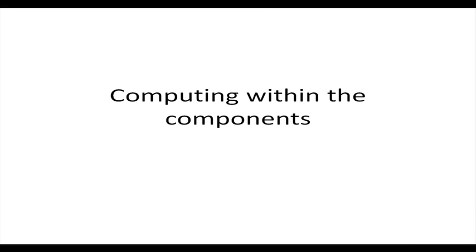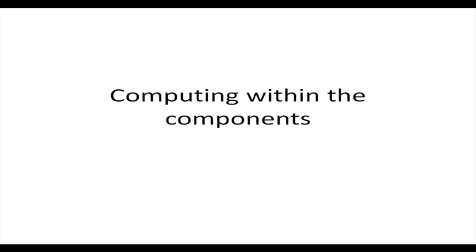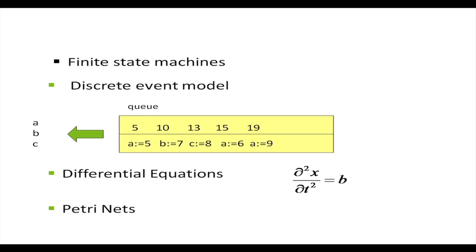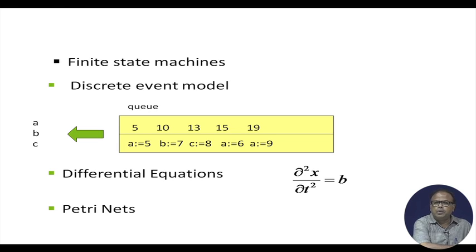Now, coming to computing with the components. We have shown the components and some of the communication among them. The first is the finite state machine. All of you know what a finite state machine is. I will come back to finite state machines later, but a finite state machine consists of some states, one is an initial state, one is a final state, and there is a set of inputs and some outputs, and there are 2 functions.